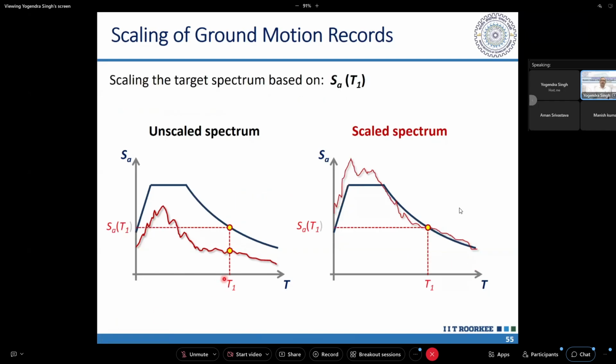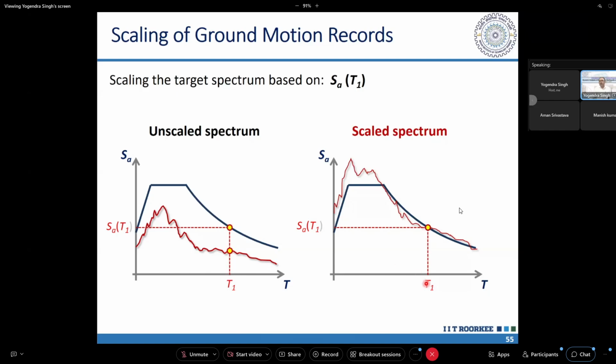Another possibility of scaling is that we scale corresponding to the period of the fundamental mode, which in most cases is the first mode in that direction. In some cases, it may be a different mode also. So the fundamental mode is not always T1. In some cases, some other mode may have larger contribution. So that mode, which is having the maximum contribution, we can scale with respect to that.